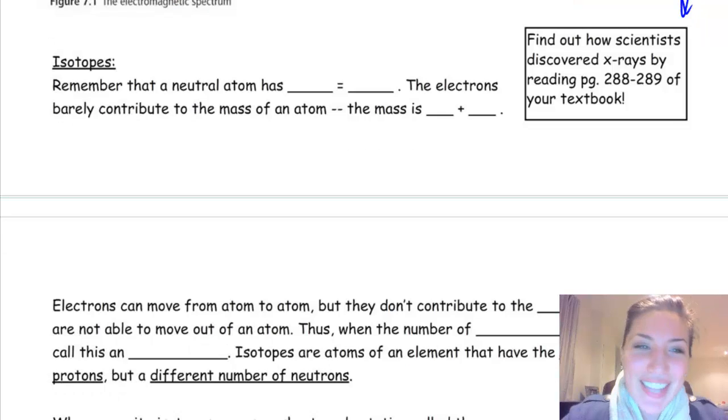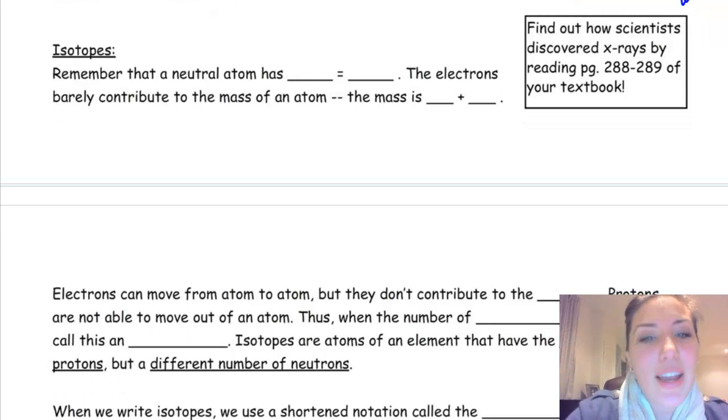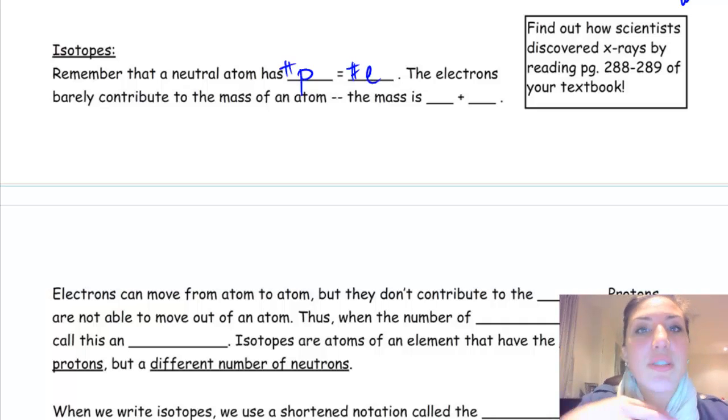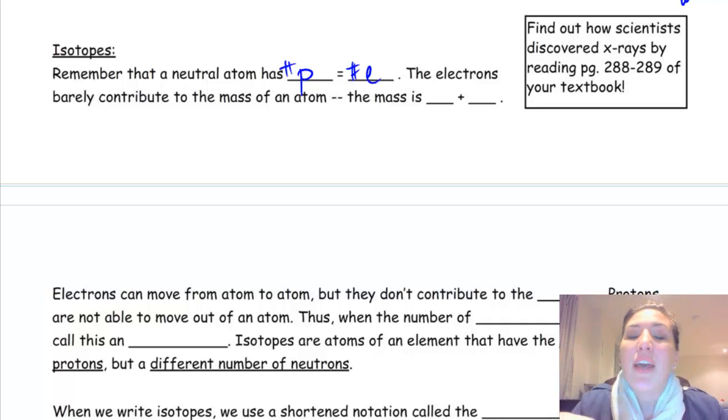All right, so what are these isotopes? So remember that a neutral atom has the same number of protons as it has electrons. So the electrons barely contribute to the mass of an atom. The mass of the atom, that bulk comes from the protons and the neutrons.